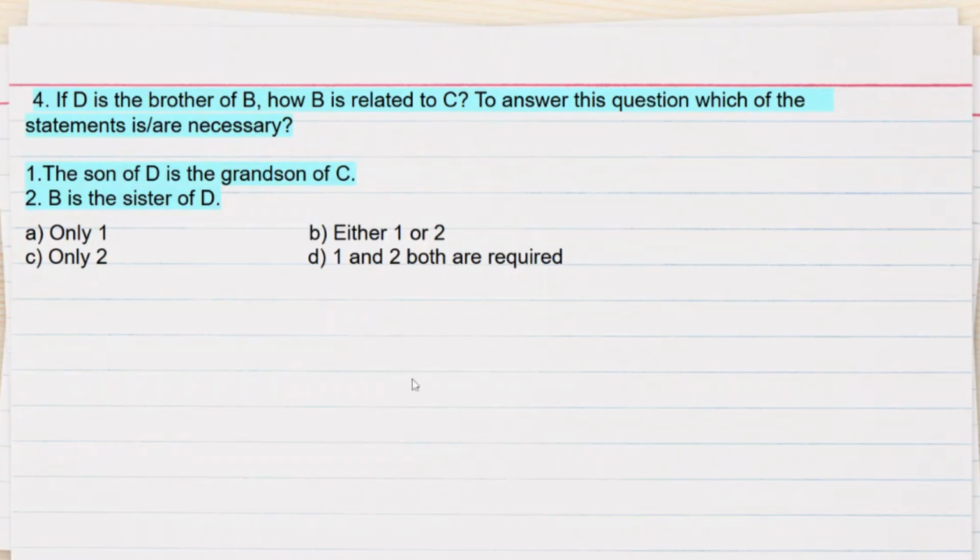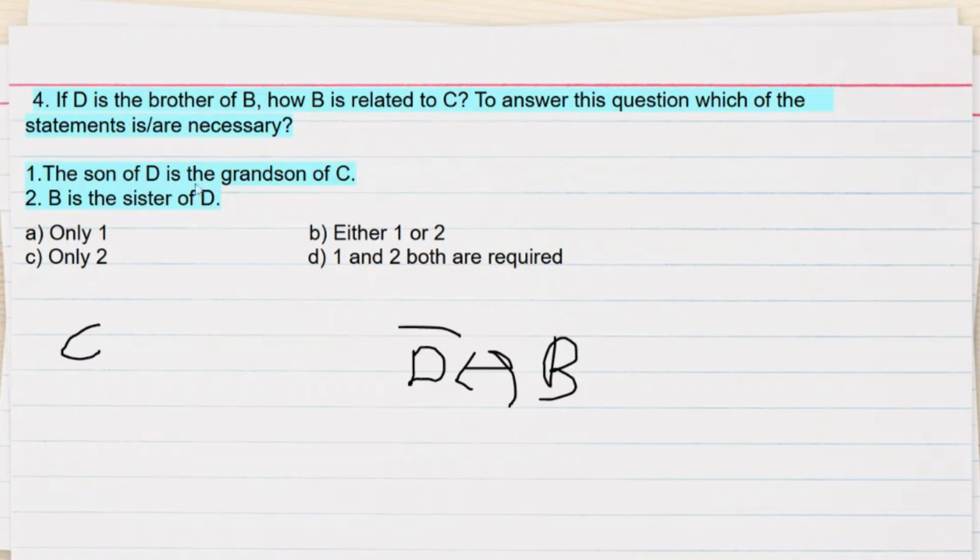It is written D is the brother of B. Okay, so we have D, and D is brother of B. So both of them are siblings. So D is brother, but B's gender is not given, right? We don't know whether it is a girl or a boy. Okay, so now come to the statement part. Before that, we also see what is asked in the question: how B is related to C.